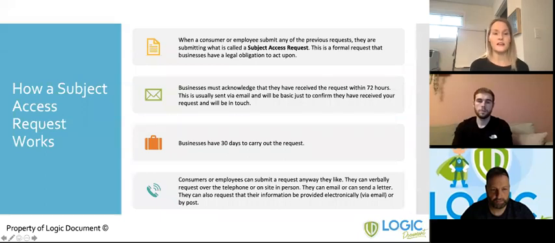Now, how a subject access request works. When a consumer or employee submit any of the previous requests, they are submitting what is called a subject access request. This is a formal request that businesses have a legal obligation to act upon. Businesses must acknowledge that they have received the request within 72 hours. This is usually sent via email and will be basic, just to confirm that they have received your request and will be in touch. Businesses have 30 days to carry out the request.